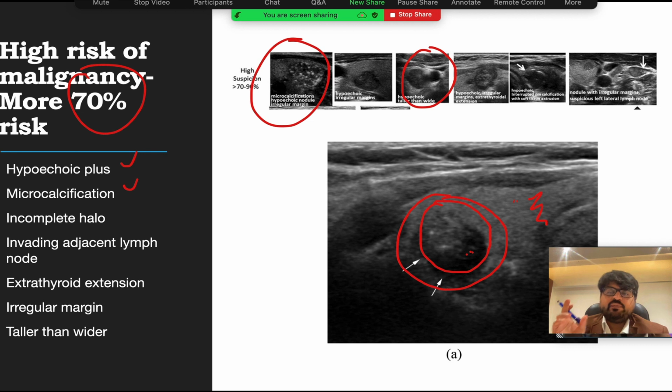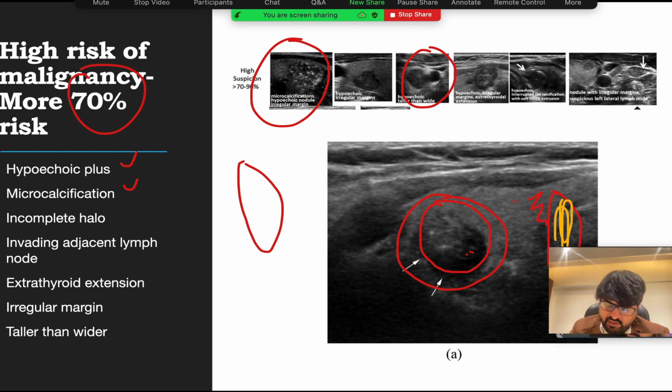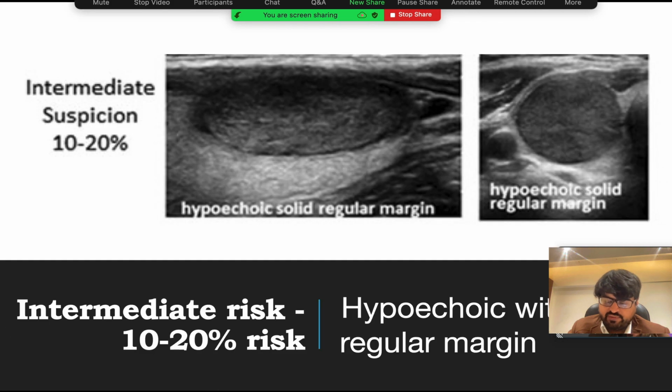And very importantly, remember, if it's taller compared to wider, right? So if the nodule is like this, taller like this compared to wider like this, then the risk of malignancy is higher. So taller nodules tend to have more risk of malignancy. So in all these cases, the risk of malignancy is higher.